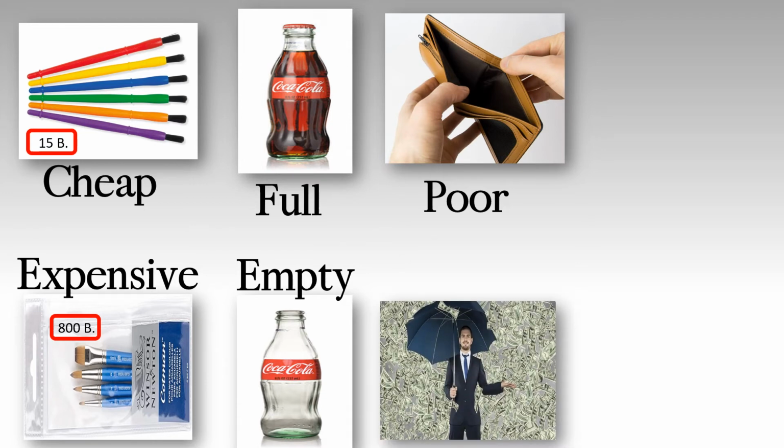Oh wow, look at this man. This man has so much money he needs an umbrella because it's falling down on his head like rain. This man is not poor. This man has lots and lots and lots of money. What is this man? What is the opposite of poor? Rich. He's very rich.